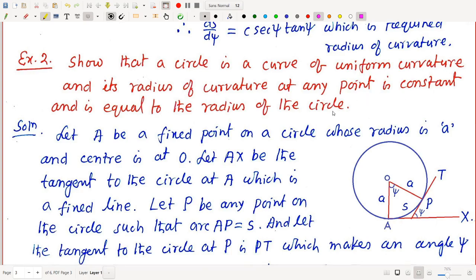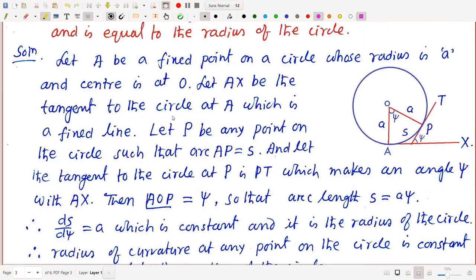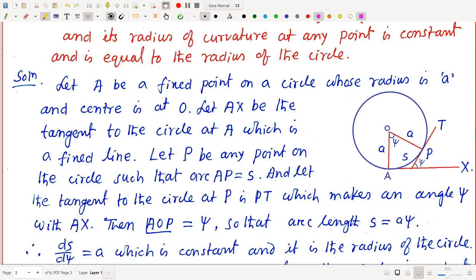That's why the word radius is used. The radius of curvature of a circle at any point is the same as the radius of the circle. That we have to prove. And the bending or curvature at every point of a circle is constant. So let capital A be a fixed point on a circle whose radius is a and center is at O. We have taken a circle, radius is a, center is at O.